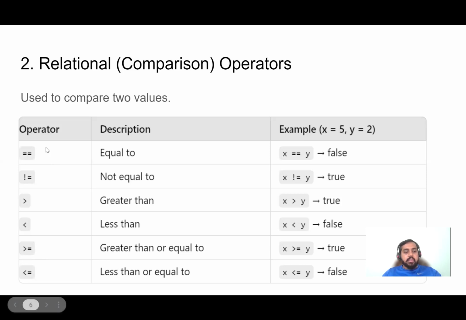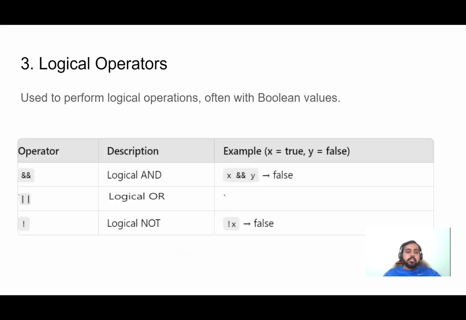You can see the symbols. As a developer, it's our duty to remember them before applying an operator, because Java will understand that if you provide double equals, it is equals to, and if you provide not equal, it is not equal to. Okay, so we'll see the next operator, the logical operator.